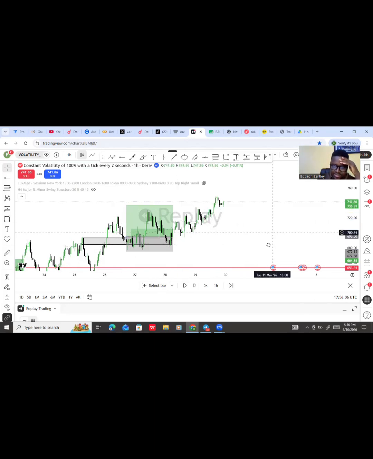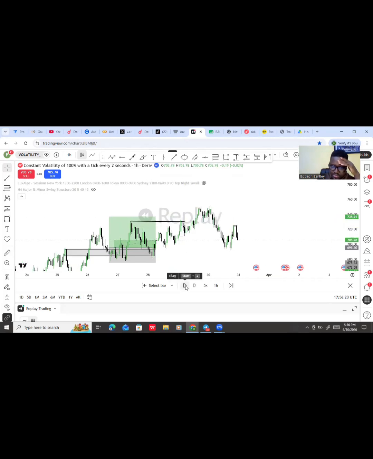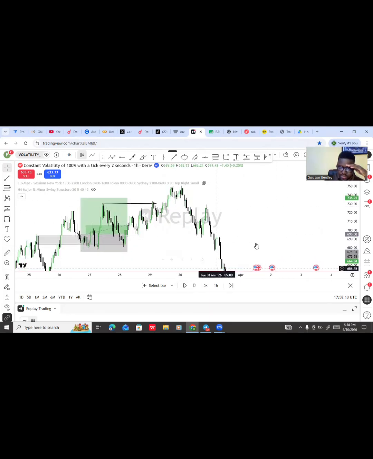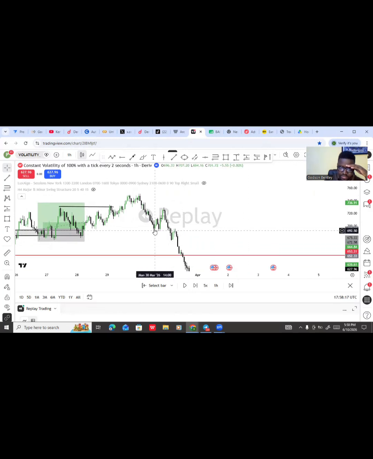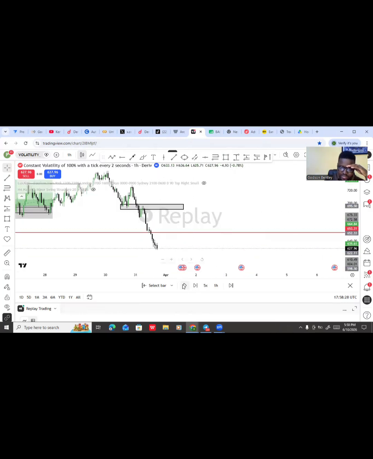So we had another break of structure here. So we had another break of structure here. Now these are arranged over here, here. So let's see. We had another break here. So we have a break here. So we're expecting market to tap here. Let's see.